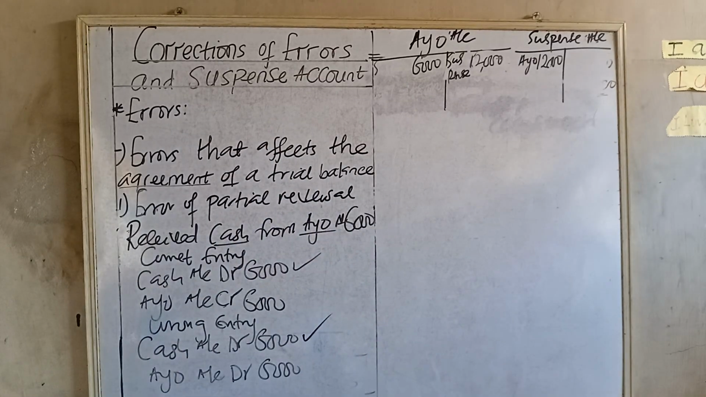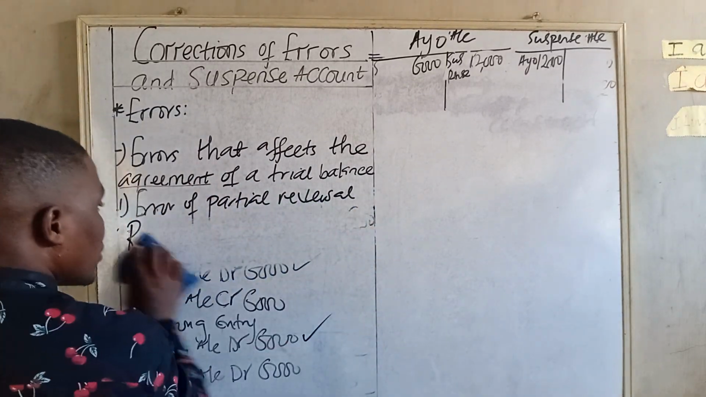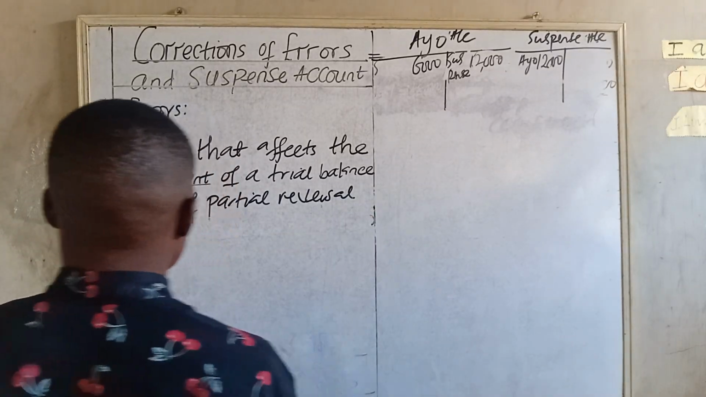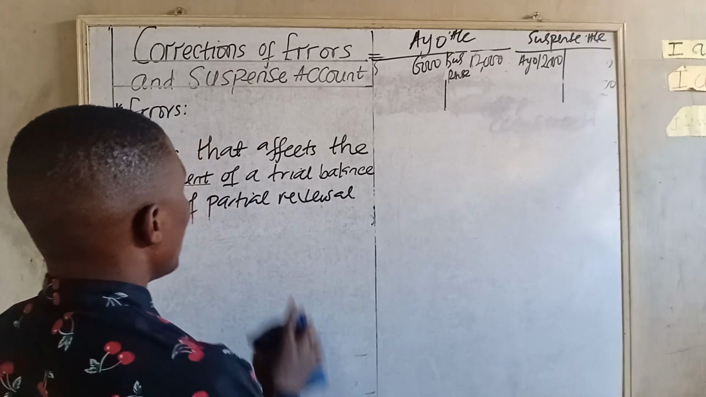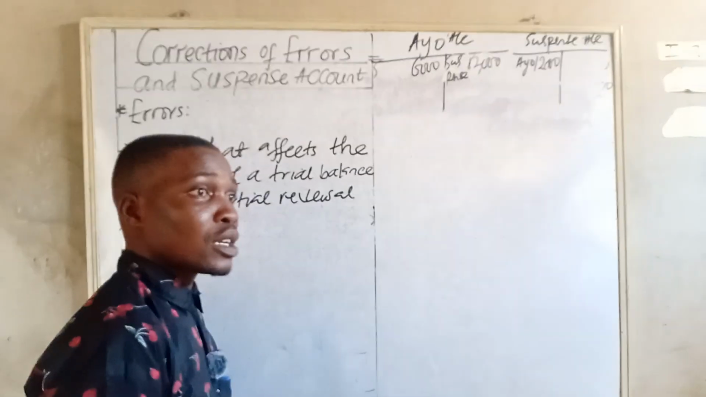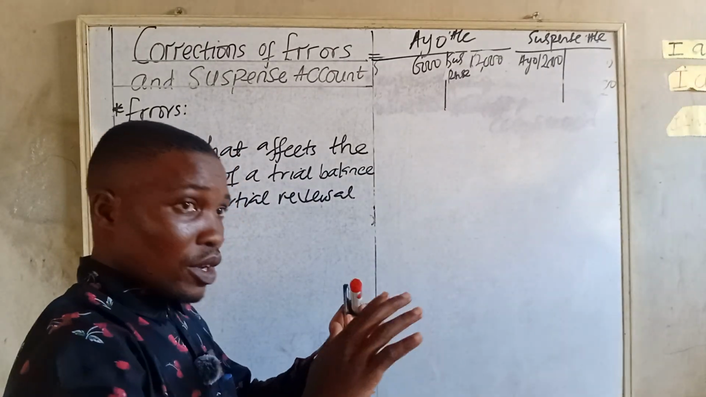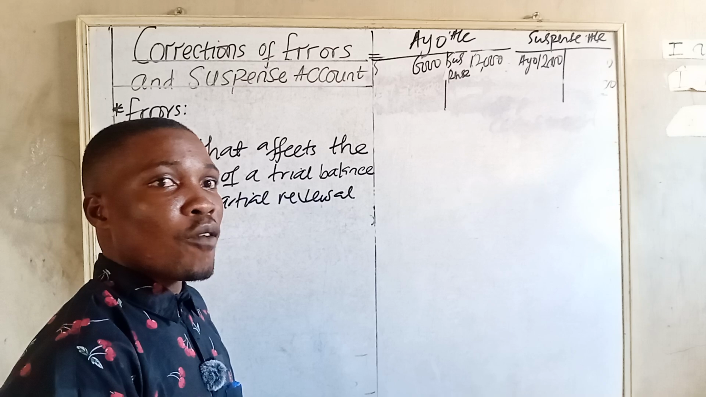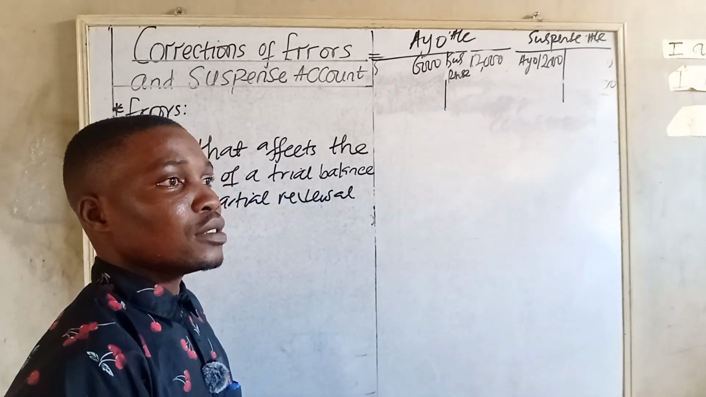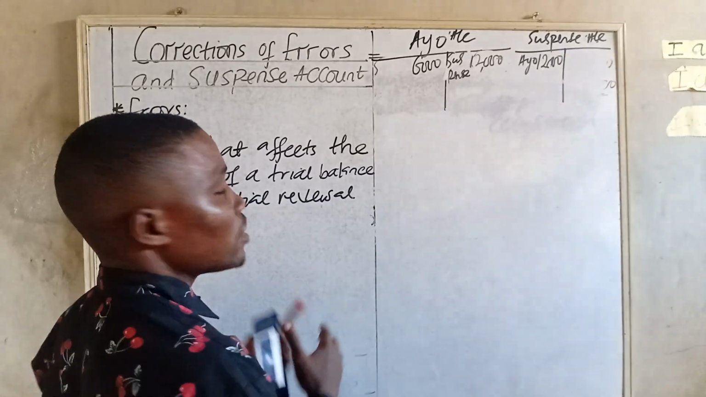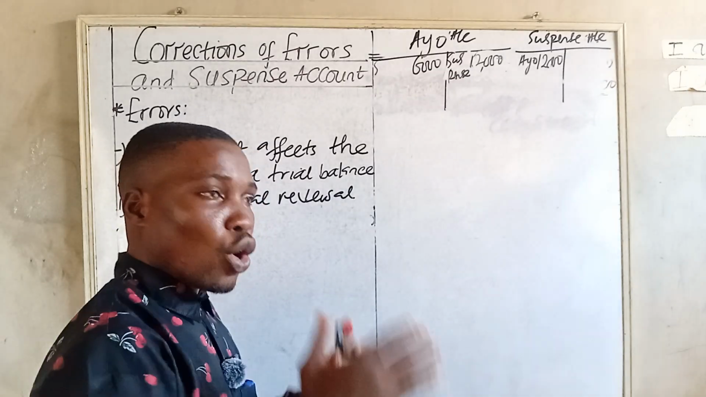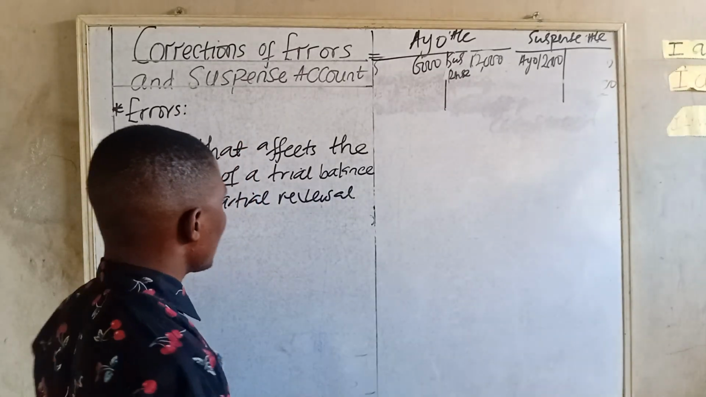Now let's move to the third error. Because of time, I want us to round up all these errors. This is part 1 of my video on correction of errors and suspense account. In my part 2, we will pick a broad question that covers all the errors. Then we will solve it together, and you will see that this topic is very, very simple. You just need the concept of the double entry principle.